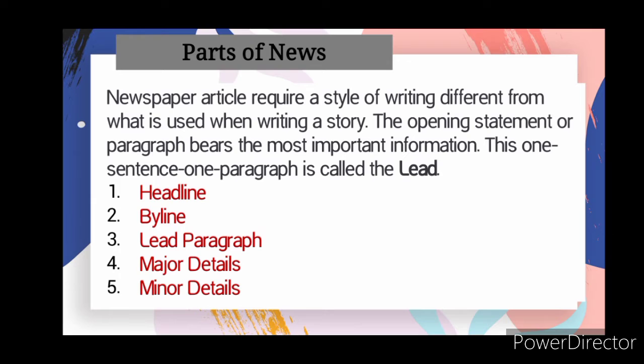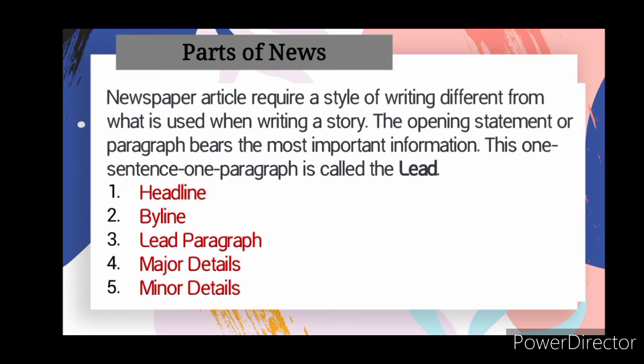Newspapers use an inverted pyramid format, which means that the important information goes at the beginning of the story and the least important information goes at the end. While writing a story uses literary elements to establish meaning in the text. This one-sentence paragraph is called the lead because it gives a direct answer to the four W's, which are the what, who, where, and why.